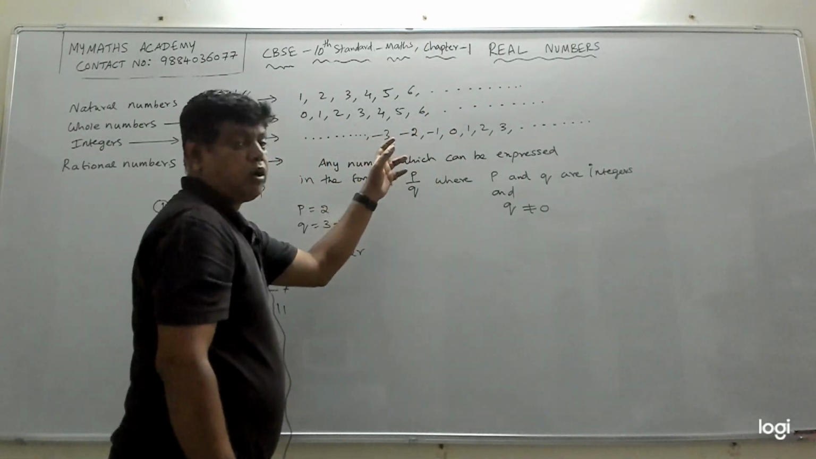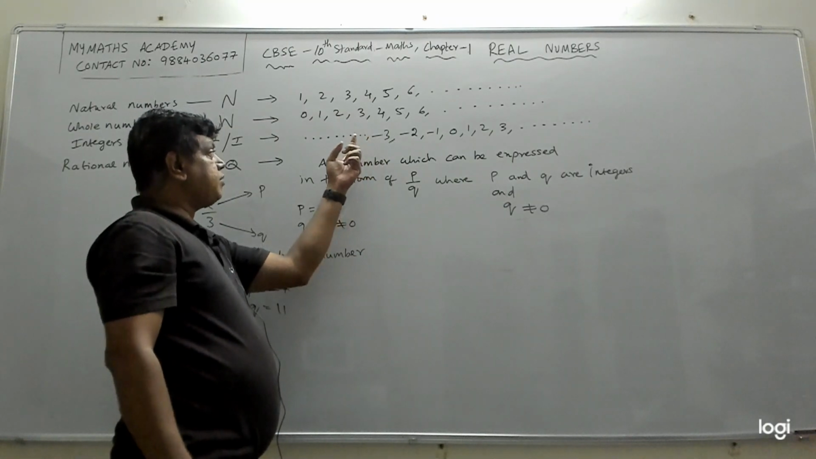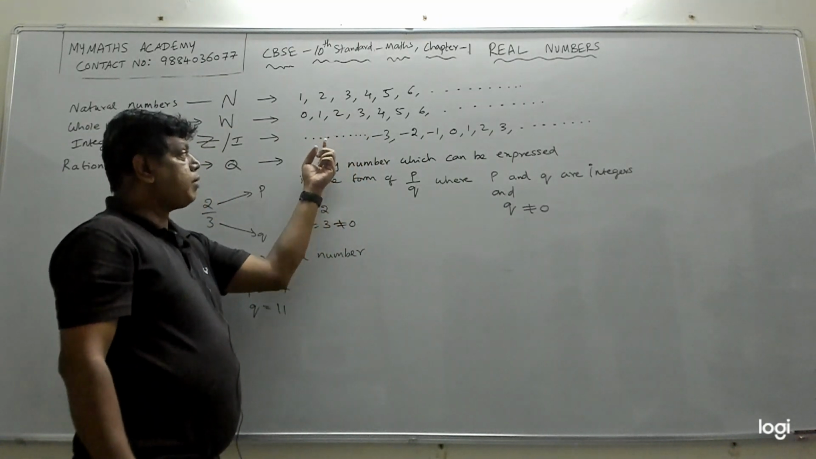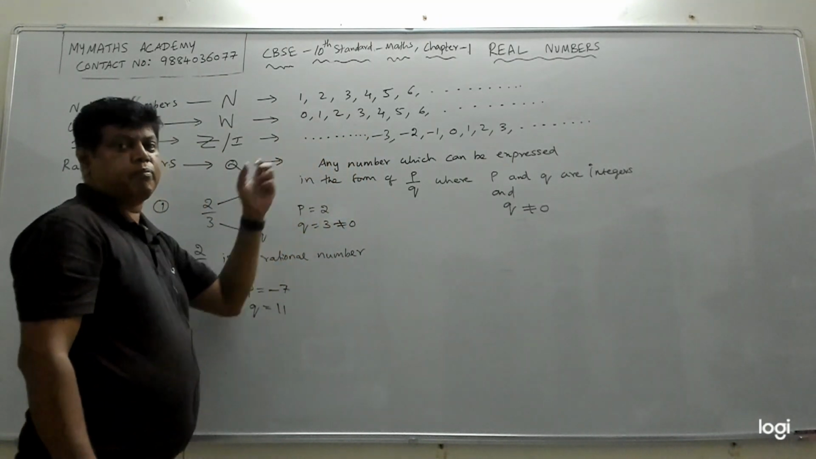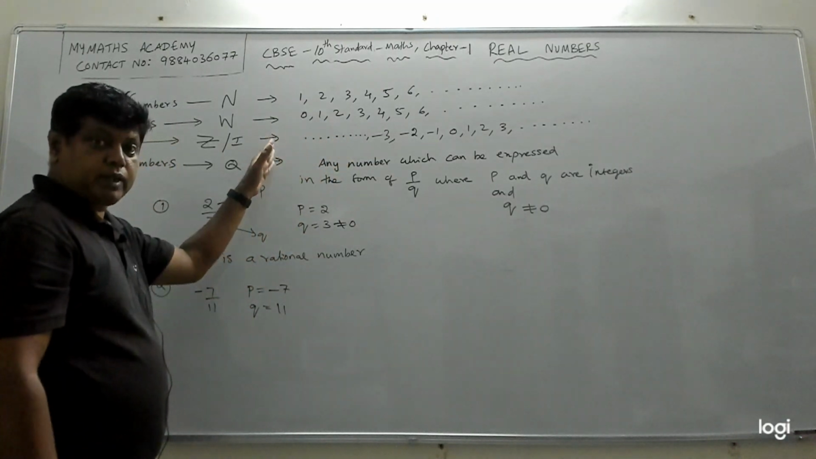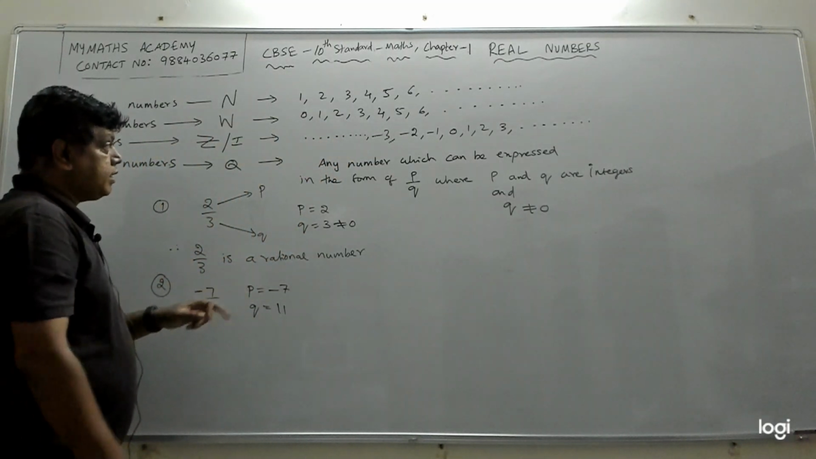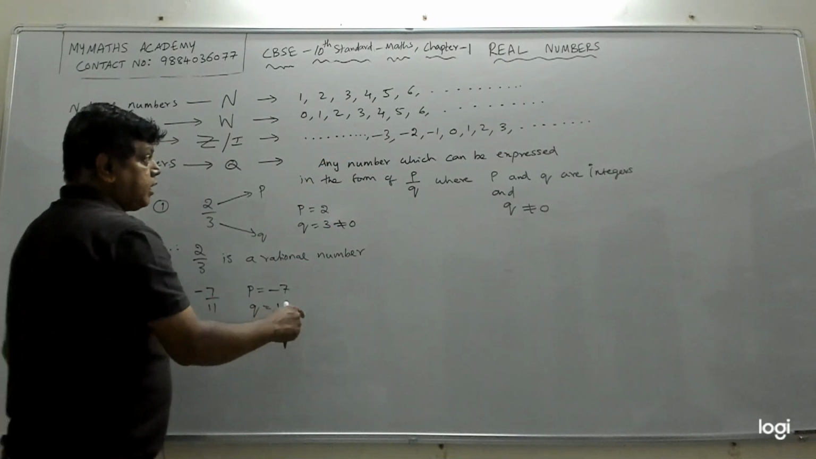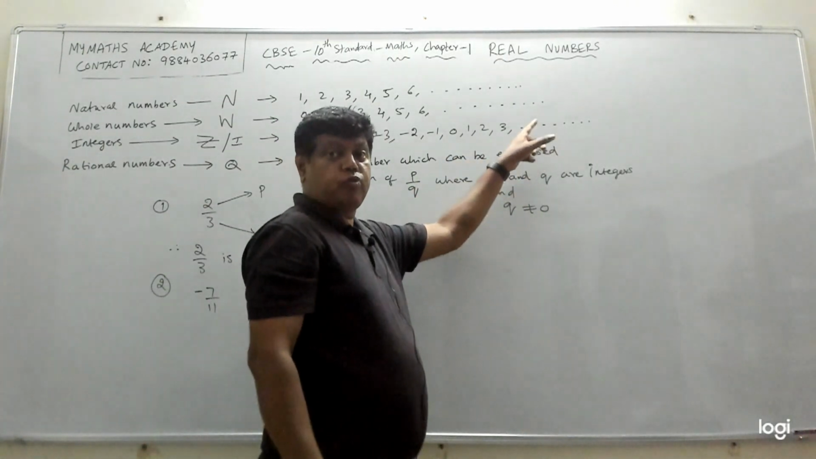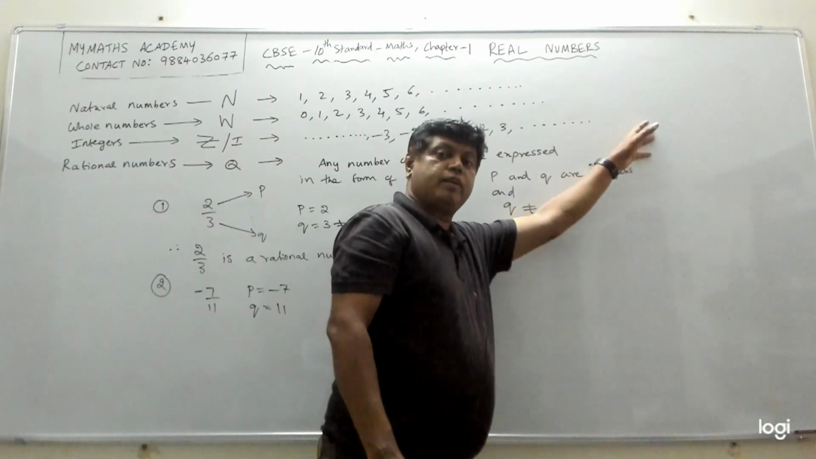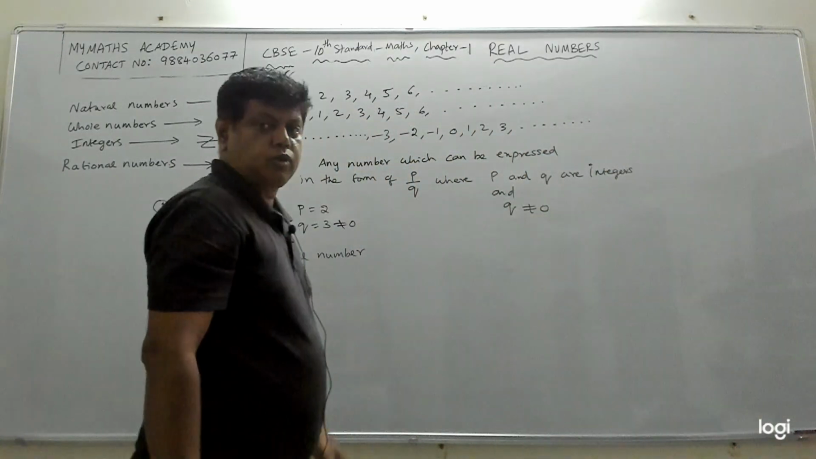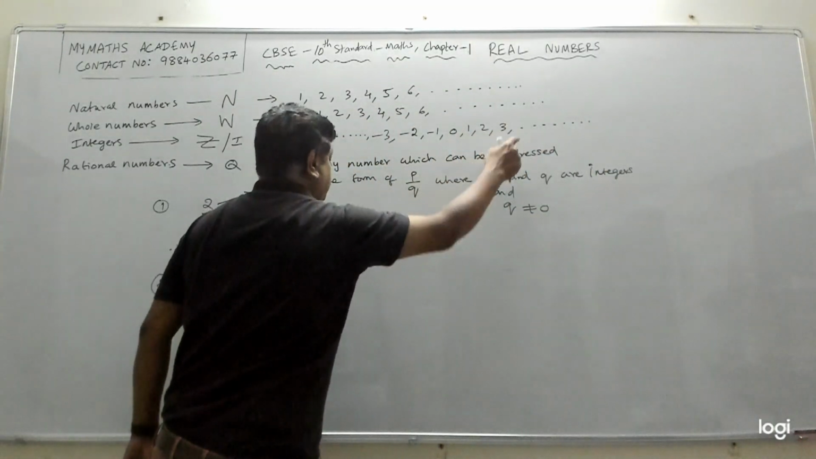Don't say minus 7 is not here just because this is minus 3. If I write minus 4, minus 5, minus 6, minus 7 will come. Here there are negative numbers, minus 7, minus 8, it goes on. So minus 7 is here, it's an integer. 11 is there. After 3, 4, 5, 6, 7, 8, 9, 10, 11, 12. If I keep on writing, 11 will come.